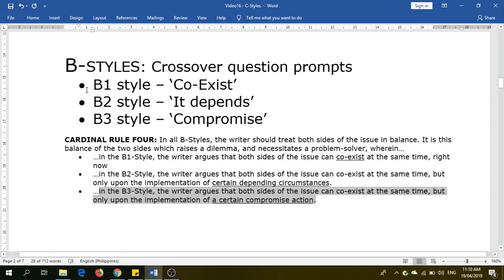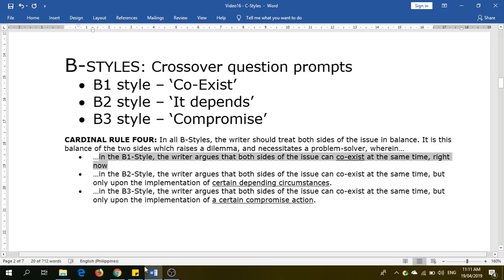I do get some questions asking me about the difference between the B1 style and the B3 style. Basically, for the B3 style, you'll have to implement an added compromise action in order to resolve the issue, but for the B1 style, there's really no need to make any added actions. All you need to do is to say that let's implement both at the same time right now.